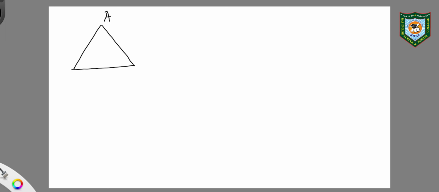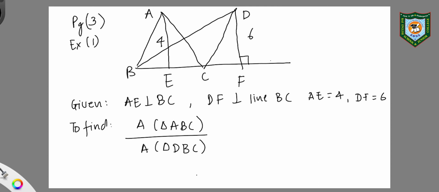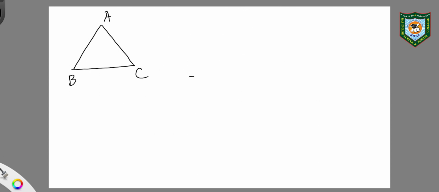This is A, this is B, this is C. From the diagram we can see that AE is perpendicular to BC. So all I have to do is draw the diagram as it is. So this is perpendicular. The value of AE is equal to 4. Now this is my triangle number 1.